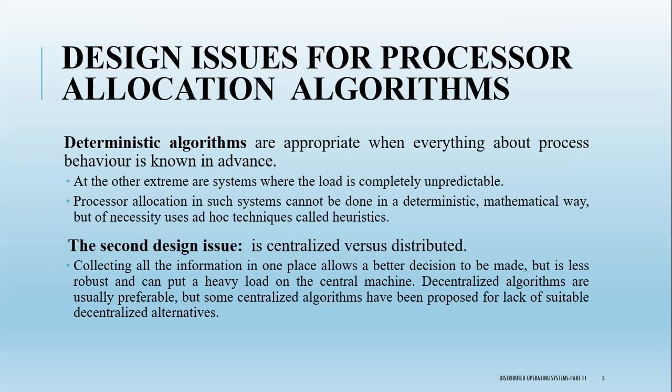Decision issues for processor allocation algorithms. Deterministic algorithms are appropriate when everything about process behavior is known in advance. At the other extreme are systems where the load is completely unpredictable. Processor allocation in such systems cannot be done in a deterministic mathematical way, but of necessity uses ad hoc techniques called heuristic. The second design issue is centralized versus distributed.